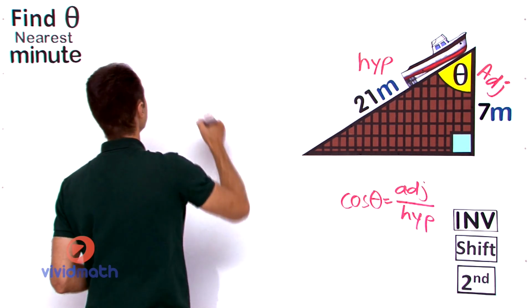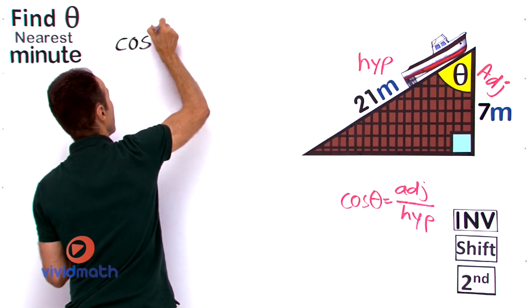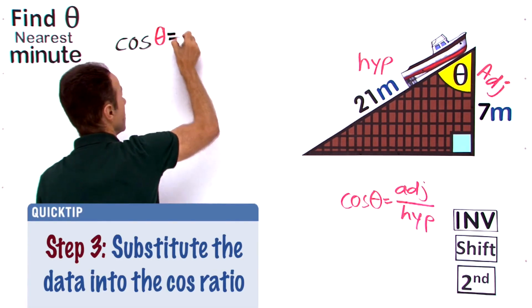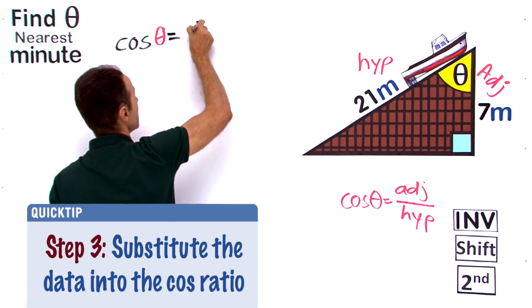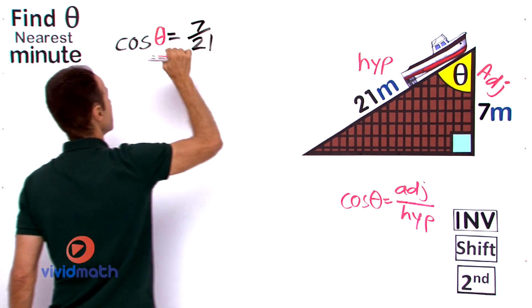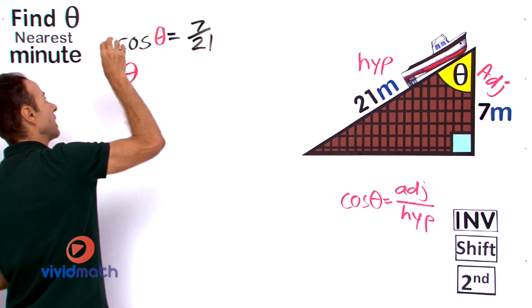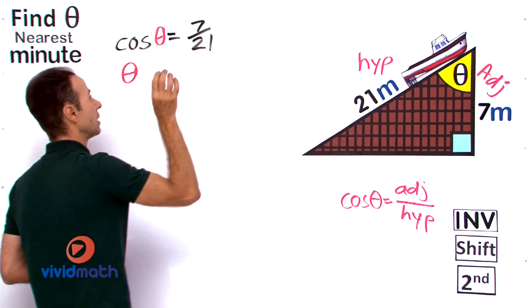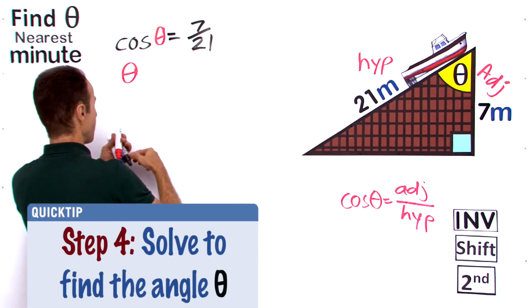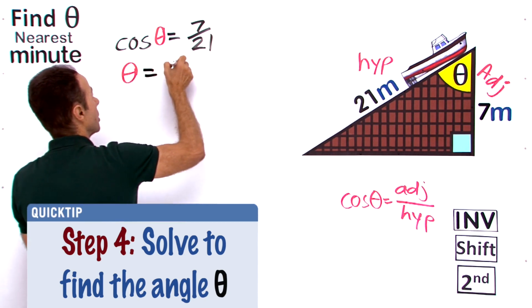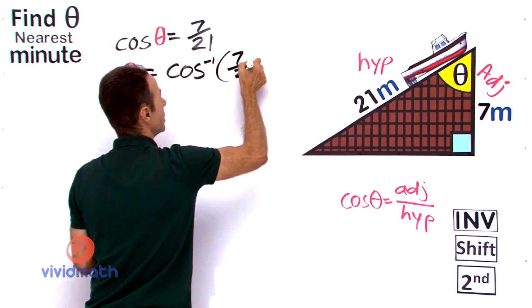So cosine theta, let's put the theta in red because that's what we're after. We want to get that theta. Cosine theta equals adjacent is 7 meters, hypotenuse 21, so that's 7 over 21. Let's get that theta by itself, home alone. To do that, we have to take inverse cosine on the left-hand side and inverse cosine on the right-hand side of the equal sign. So theta equals cosine inverse 7 over 21.